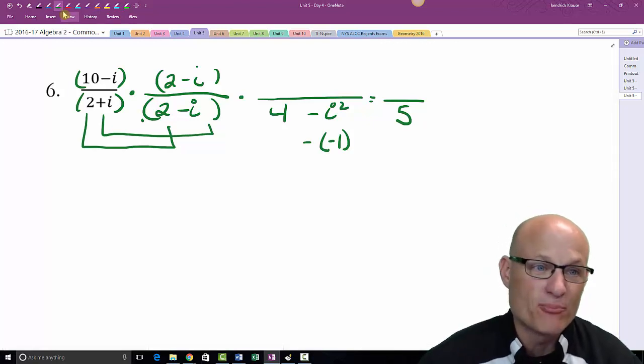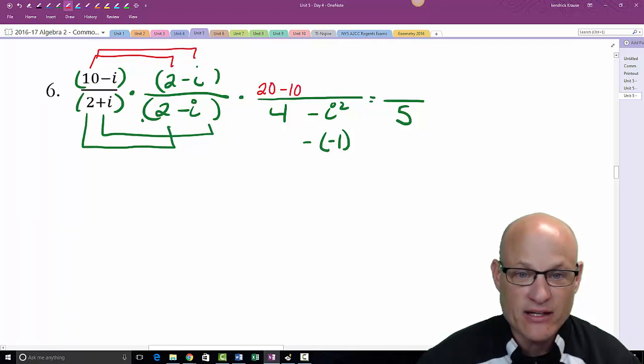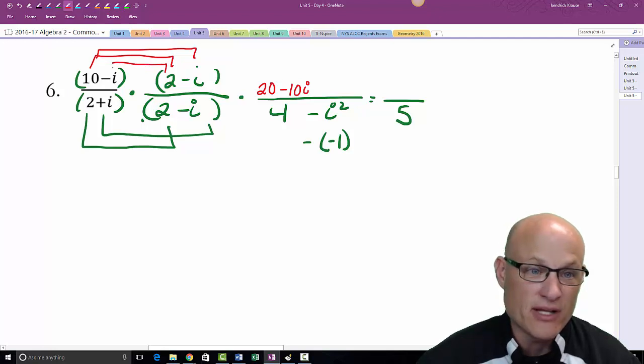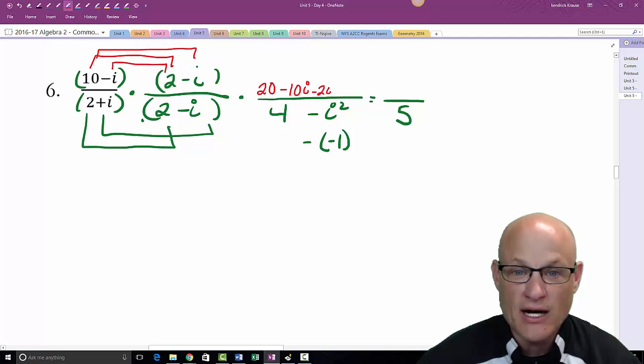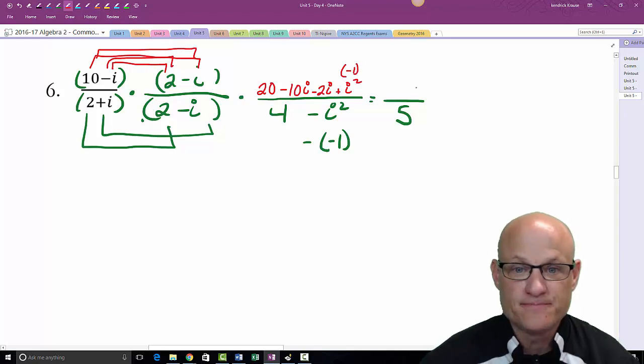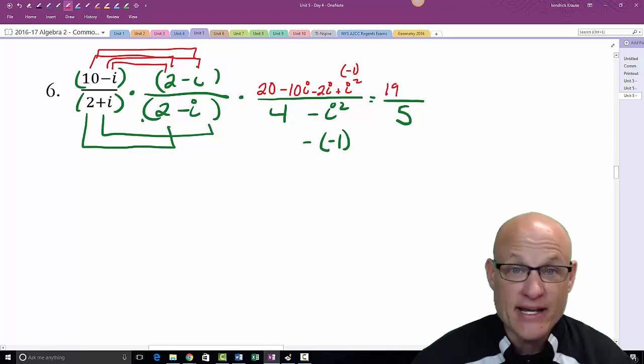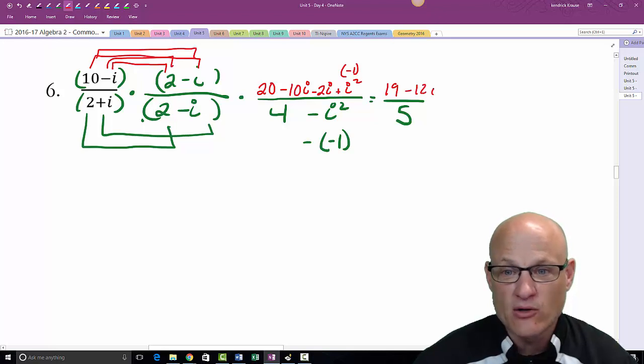Yay. All right, in the numerator, I've got to do some work. 10 times 2 is 20. 10 times negative i is negative 10i. 2 times negative i is negative 2i. And then negative i times negative i is positive i squared. But if I remember that this is really negative 1, it's really adding negative 1. So 20 minus 1 is 19. And negative 10i and negative 2i is negative 12i.